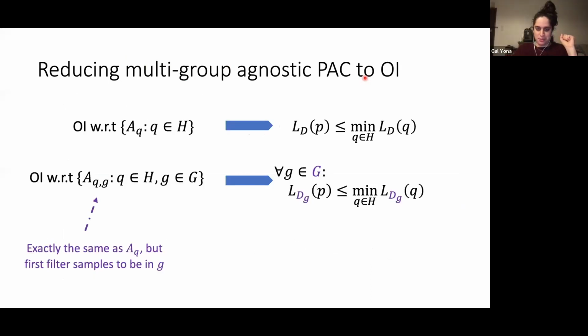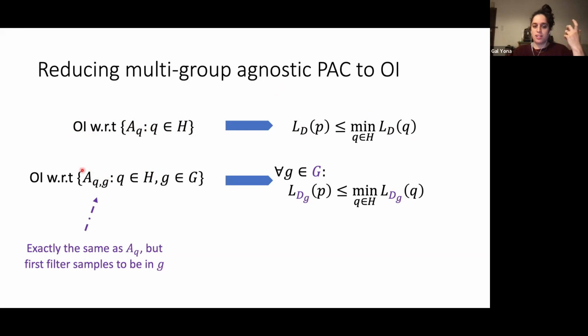Okay, so just to conclude the argument, to show the reduction for the regular agnostic PAC, I want to take a distinguisher family that has one of these A sub Q for every predictor in this class H. This would give me the agnostic PAC guarantee. And now translating it to this multi-group agnostic PAC is straightforward.